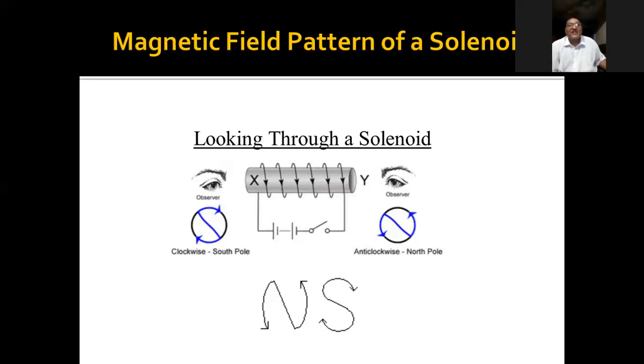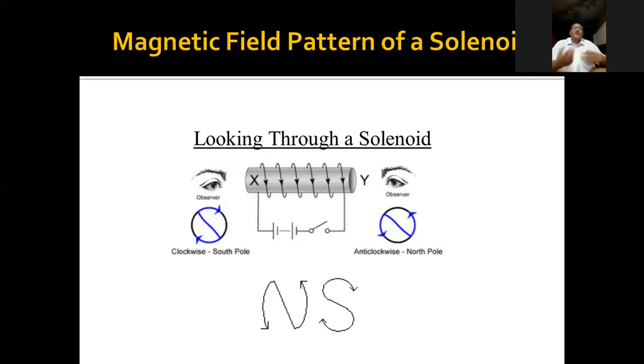So anti-clockwise manner means that this is a north pole. And for example, if you look at this end of the solenoid, you will feel that the current is rotating in this coil in the clockwise manner. If you look at the solenoid from that end, and you get the feeling that the current is moving around the solenoid in a clockwise manner, then that end of the solenoid will definitely be a south pole.